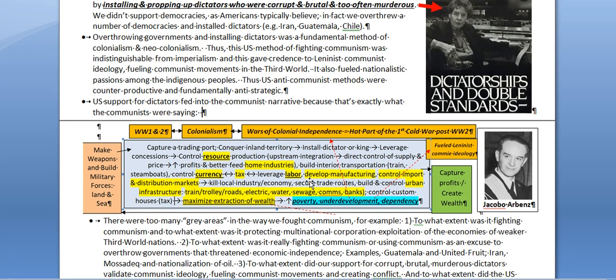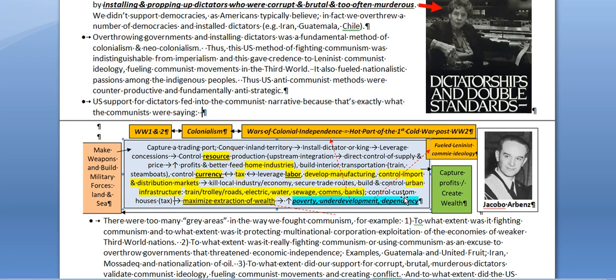Then you secure trade routes, and you build and control urban infrastructure. You build trains, trolleys, roads, electricity, water, sewage, communications like telegraphs and telephones, banks, right? Each of these are money makers. They're good investments. Every day, right? It's cha-ching, cha-ching, cha-ching.